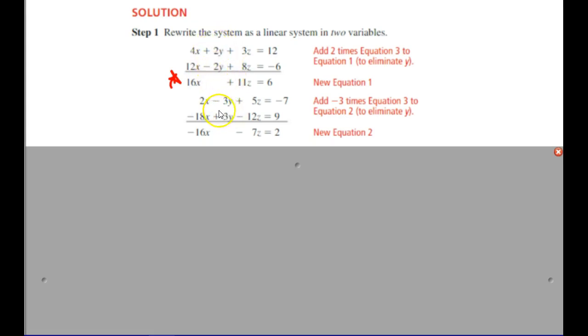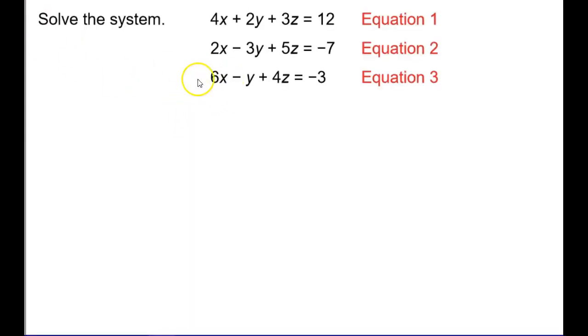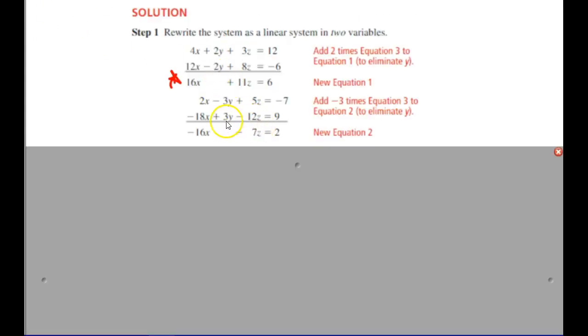I take my third equation, that same original third equation I used before, right here, except I'm going to multiply everything times a negative 3. That will help me also eliminate my y values. Once I do that, I end up with a negative 18x plus 3y minus 12z equals 9. Now I'm going to add these two equations together.